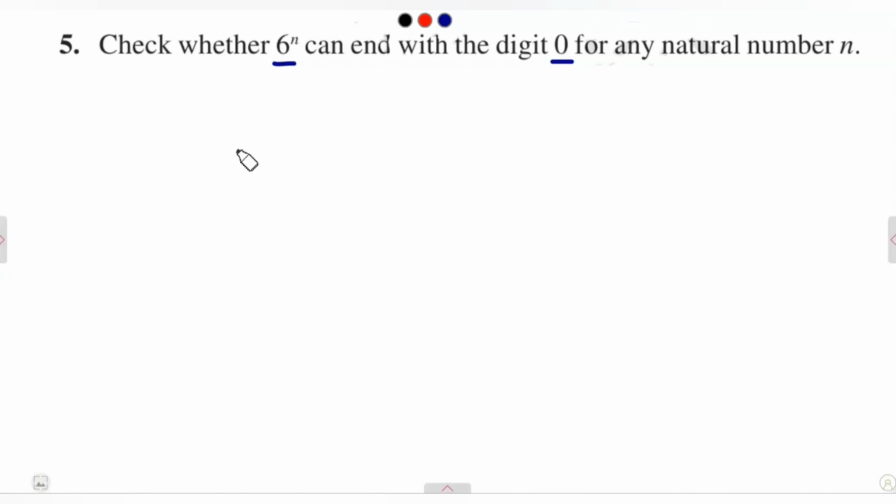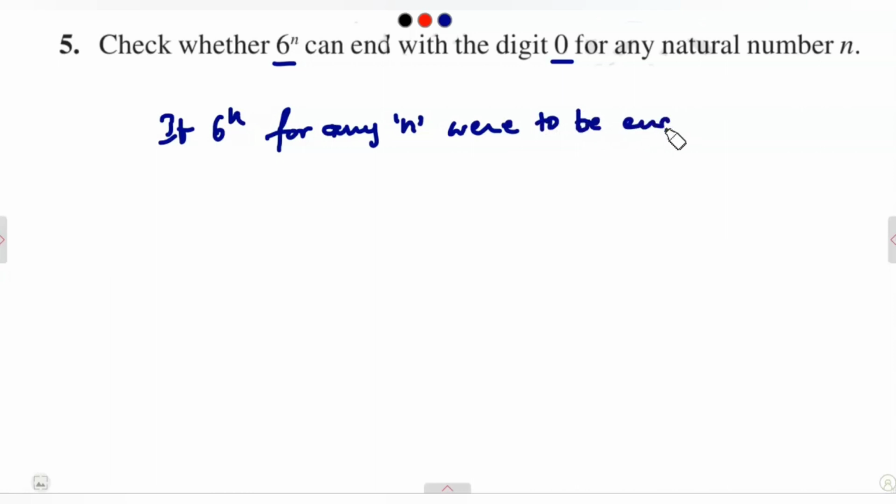So, for example, if 6 power n, for any n, were to end with 0, what happens? It should compulsorily be divisible by 5, because any number which has end digit 0 is compulsorily divisible by 5. It should be divisible by 5.